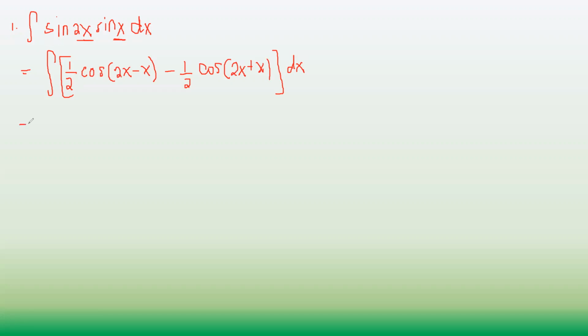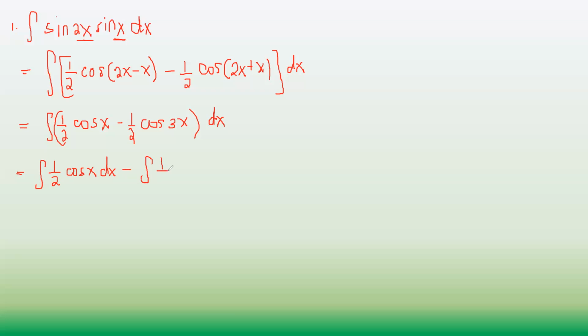Tuloy natin, simplify natin. So we will have integral of 1/2 cosine of x minus 1/2 cosine of 3x, and then dx. Okay, so balik kayo sa basic integration formulas sa algebraic. Pag-ihiwalay natin yan, we will have integral 1/2 cosine x dx minus integral ng 1/2 cosine 3x dx.